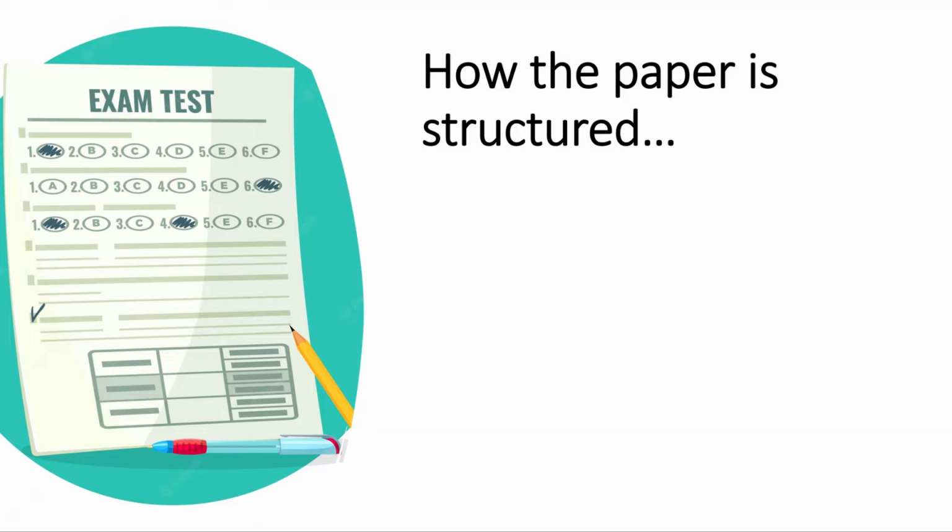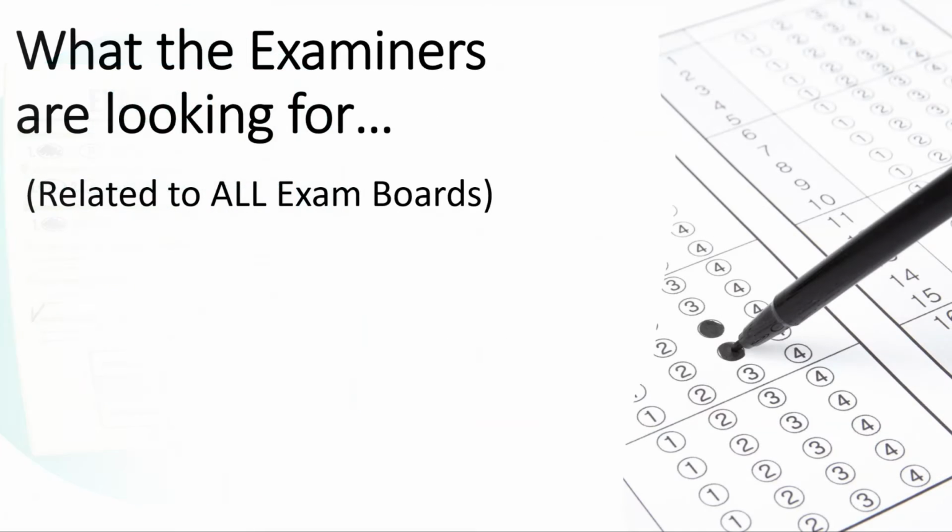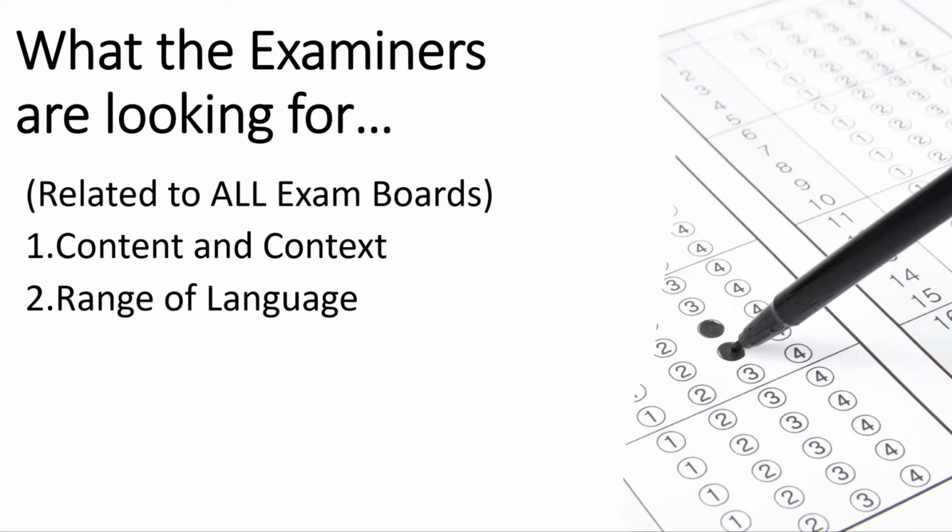So how the paper is structured. Well, you have 2 open response writing questions. One's obviously a shorter question, which is worth 16 marks for AQA, and 32 marks for AQA is for the second question as well. And then you've got a translation from English into Spanish. So what the examiners are looking for. So they're looking at content and context, range of language, accuracy.